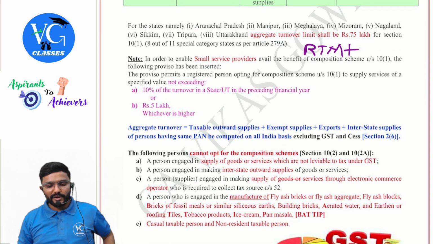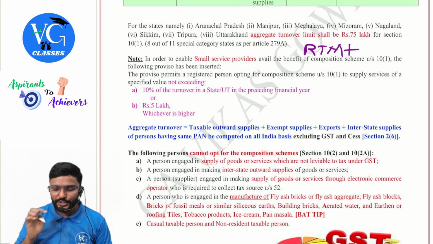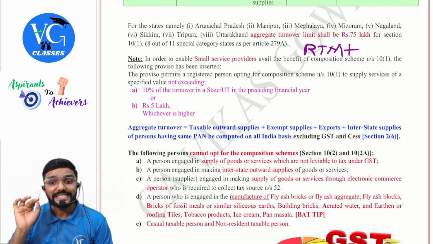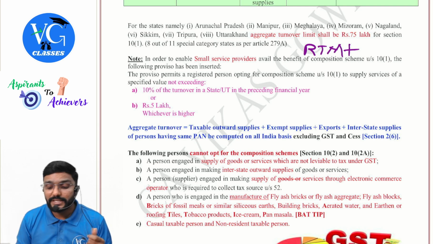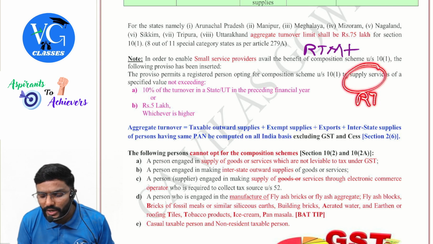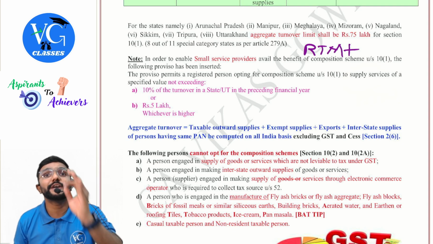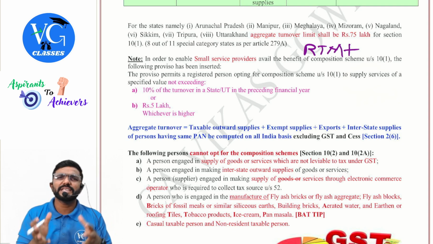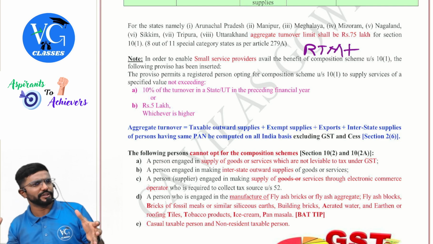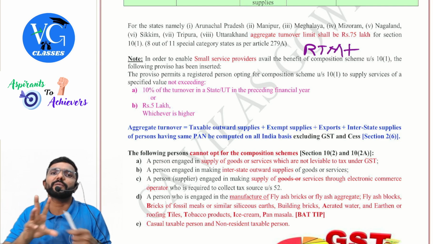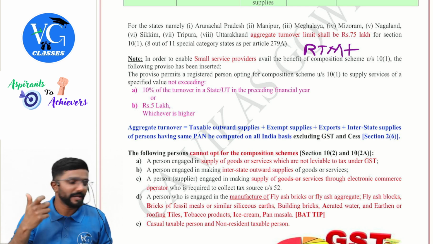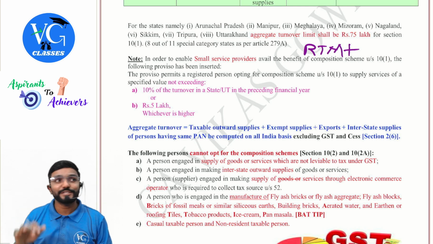In order to enable small service providers avail the benefit of composition scheme under section 10 subsection 1, the following proviso has been inserted. This is as per proviso. The proviso permits a registered person opting for composition scheme under section 10.1 to supply services of a specified value. And these services are in addition to RTM. Clear? Means you are engaged in restaurant, trading, or manufacturer. In addition to that, you are providing one more service. Clear?